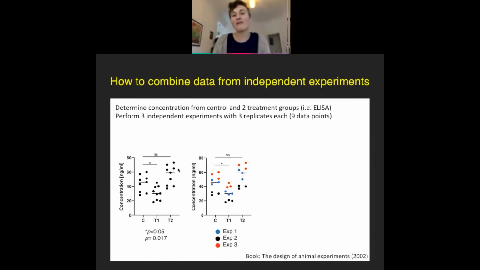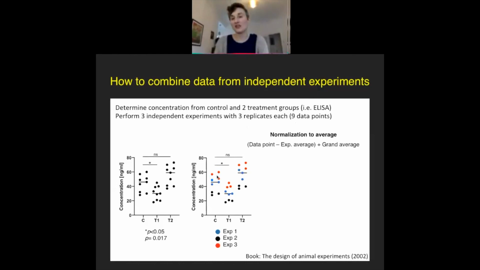So when you stratify your data now and you look at the individual experiments you did on 3 individual days, you'll actually notice that the trends were always the same. So your treatment 1 was always lower than the control, and your treatment 2 always higher. So your trend is there, but just when you assemble all these data points together, it doesn't look that good because the variation between independent days is just greater than the variation between replicates. So what can you do? And it's a very simple way.